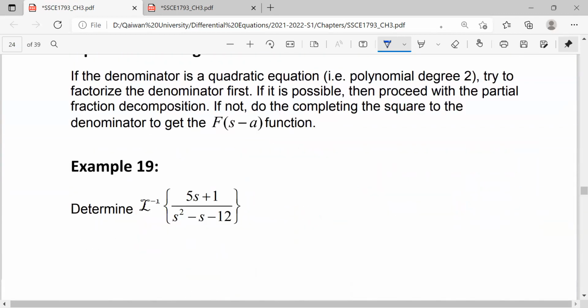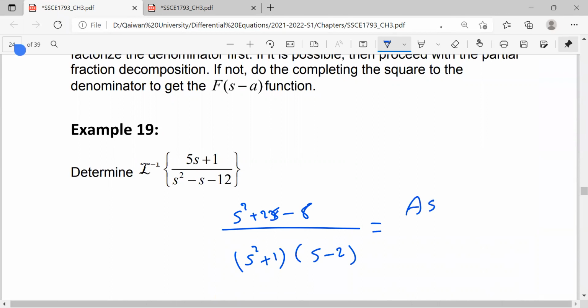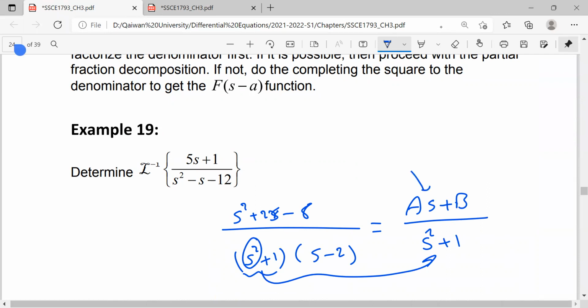So what if you have, let's say, s squared plus 2s minus 8 dividing by s squared plus 1 times s minus 2? This equals as plus b dividing by s squared plus 1, because here we have an s squared. That's why we must write down as plus b. Therefore, for the second one, we don't need to write that, because it's linear, plus c over s minus 2.